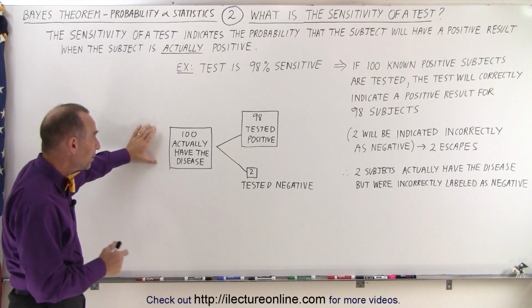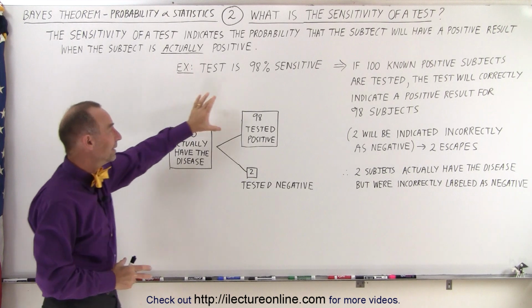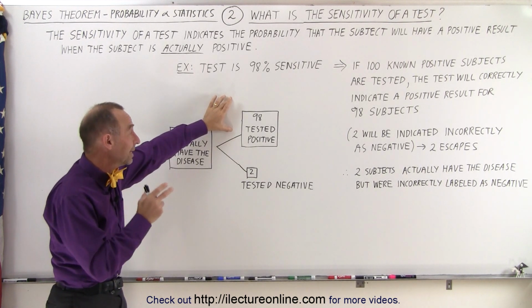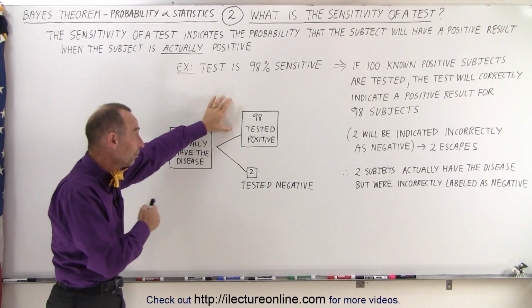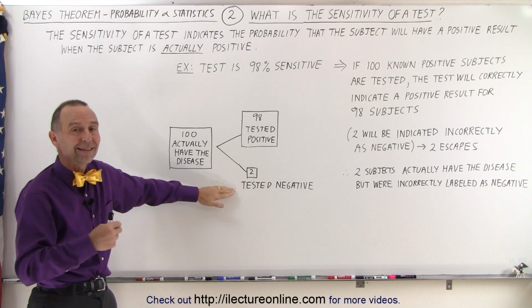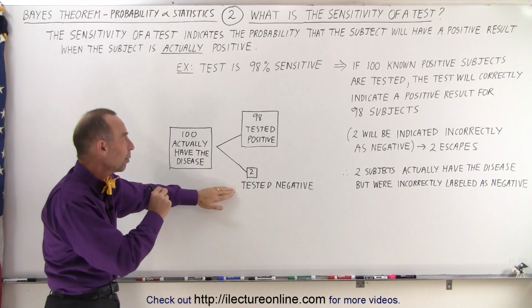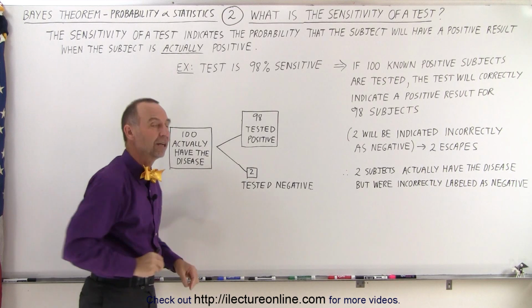So we have 100 people that actually have the disease. 98% will then get the test and will be tested positive for the disease. 2 will then be tested negative for the disease. And that's what we mean by the sensitivity of the test.